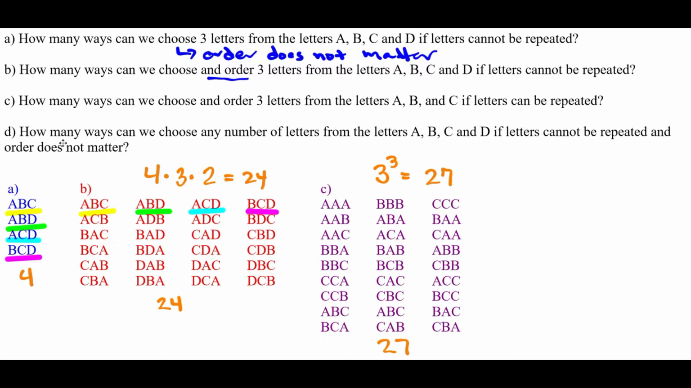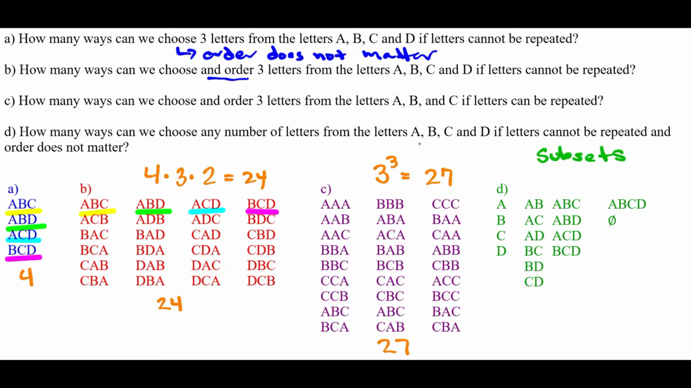All right, finally, how many ways can we choose and order any number of letters from A, B, C, D if the letters cannot be repeated and order does not matter? What we're looking at here in D is what we refer to as subsets. This is all the possible subsets of A, B, C, and D, including single letter choices, the empty set, and choosing all letters. So we could choose 1 letter, we could choose 2 of the 4 letters, we could choose 3 of the 4 letters, we can choose all 4 letters, or we can choose nothing.